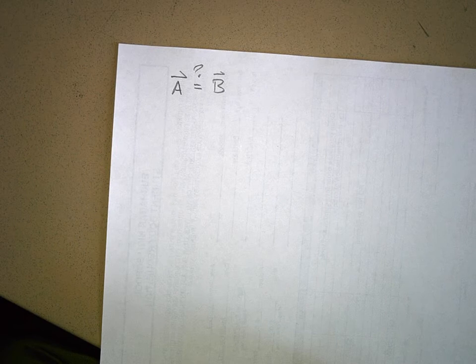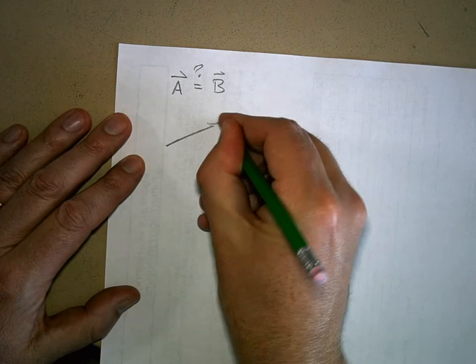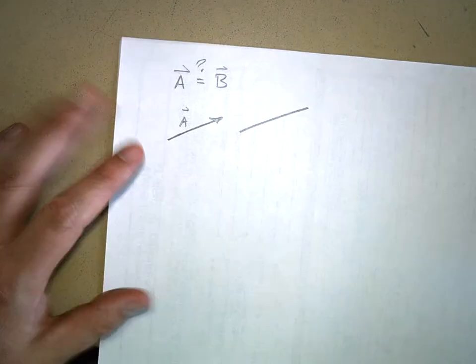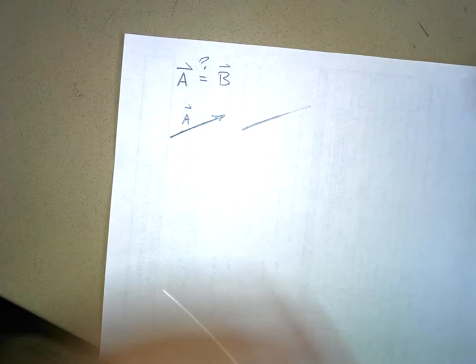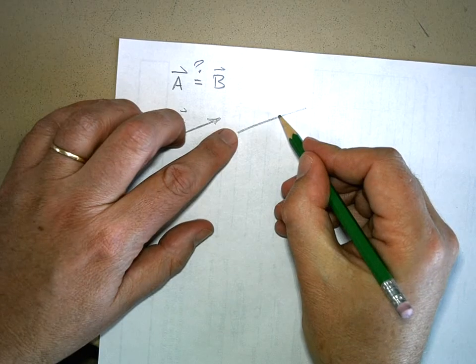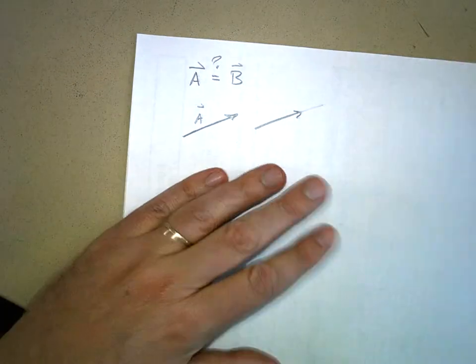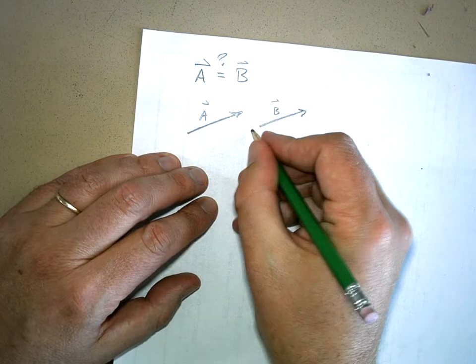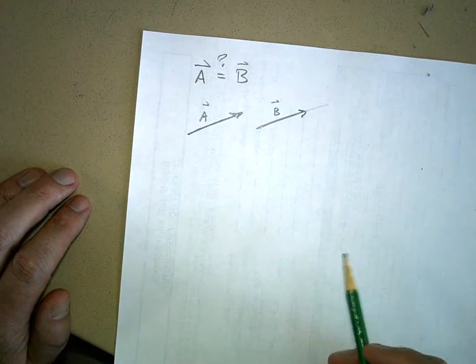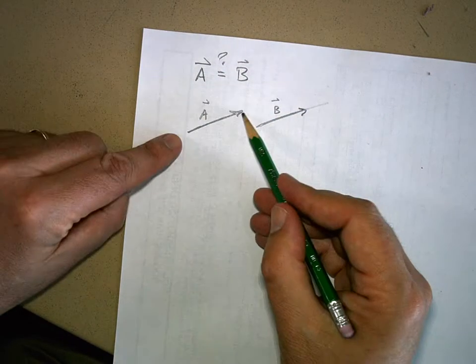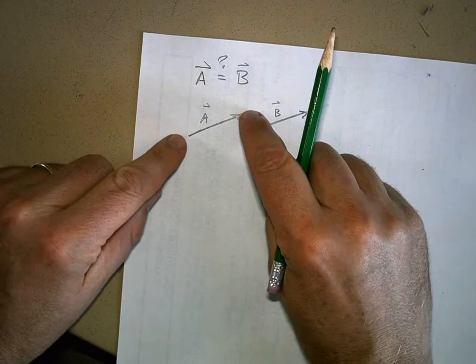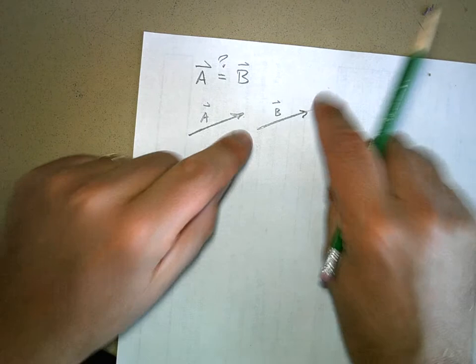So if this is A, oops, I'm trying to draw these. Okay. And that's B. Okay, I'm desperately trying to make them the same. Then they are equal if they have the same magnitude and direction. Now, notice what they don't have to have. They don't have to have the same starting point. You can pick up a vector and put it somewhere else, and it is the same vector.